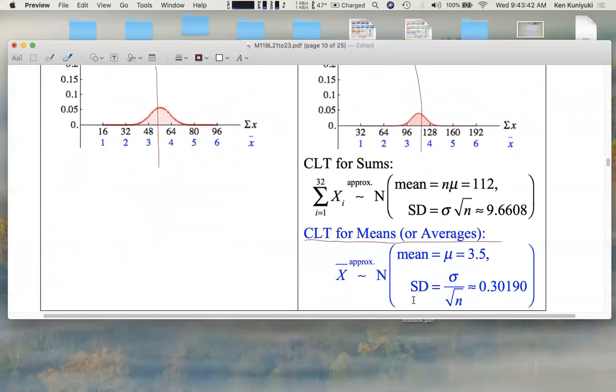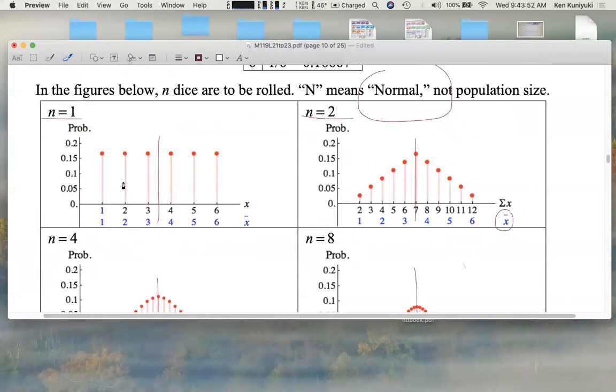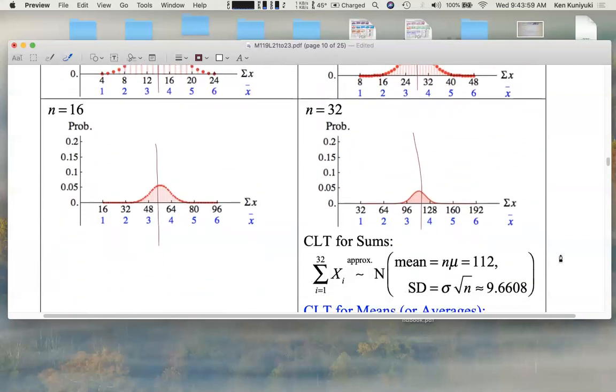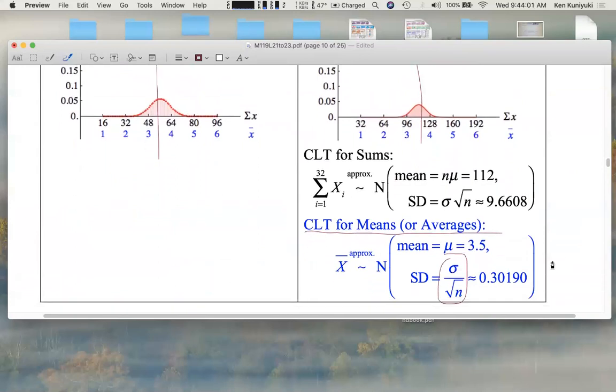But the standard error, that is the standard dev of the x-bar distribution, it decreases. As n increases, sigma over root n decreases. For n equals 1, it was about 1.7. For n equals 2, it was about 1.2. By the time we get to n equals 32, we're down to about 0.3, a lot lower.